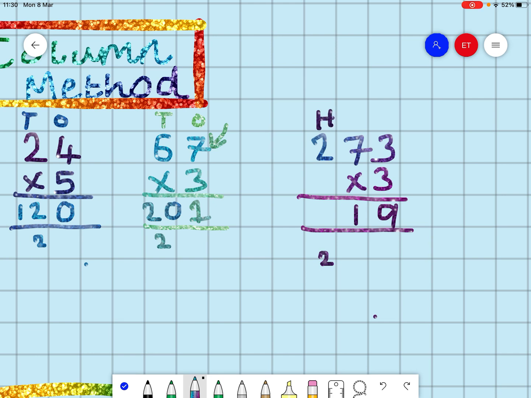And then we have to times the hundreds. Sorry, I should have put these at the top to remind you. 200 times 3 is 600. But remember, we've got our 200 down here. So it would be 600 plus 200, which would be 800. So our answer would be 819. So the way we did that was we multiplied the ones. We didn't have anything to carry over. Then we multiplied the tens and we had to carry over some hundreds. And then we multiplied the hundreds and added the 200 that we had carried over.